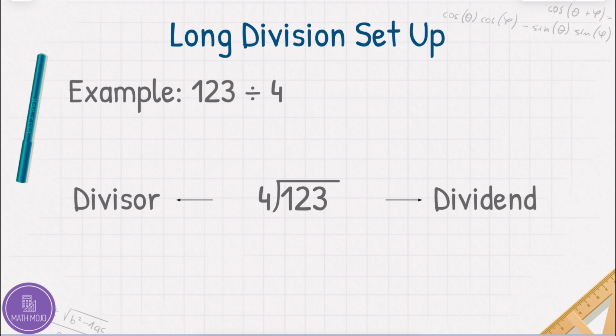So this is the setup for long division. For example, if we have 123 divided by 4, we would set it up just like this, and our 4 would be the divisor, and 123 would be our dividend.